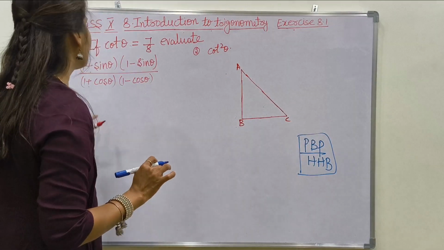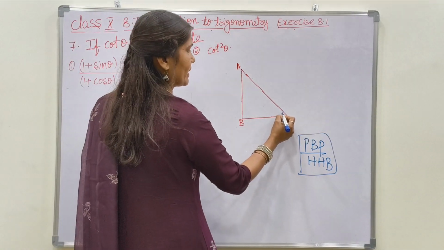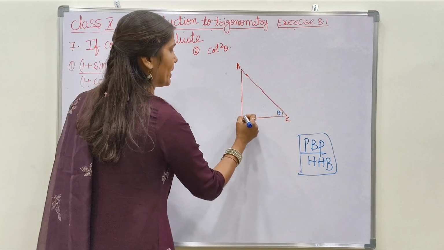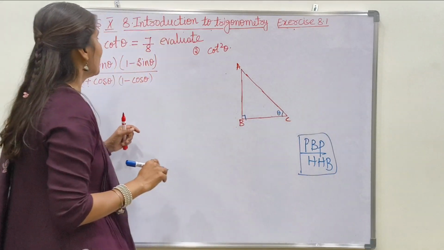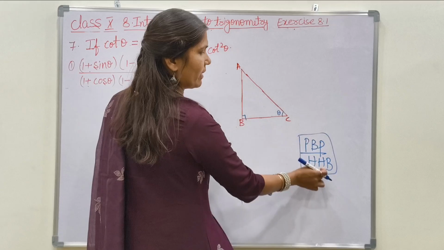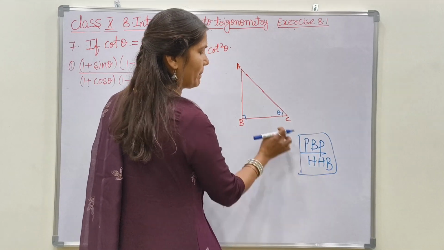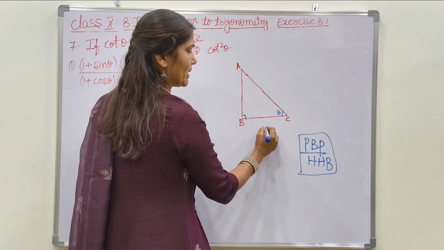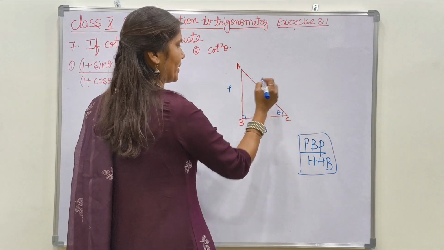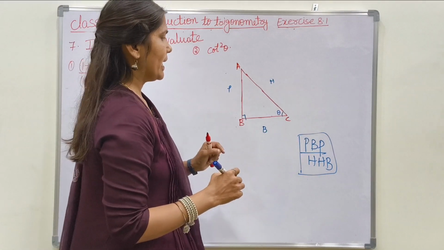Okay. Now see here, in this one cot theta. So now we are taking this is the theta. Anyone you take, A or C, anyone theta. So now I am taking C as the theta. Now what is there? Cot theta. Cot means what? Sine, cos, tan, this is reverse cosec, sec, cot. Cot means base by perpendicular. This is theta, this is the base, this is the perpendicular, this is the hypotenuse.